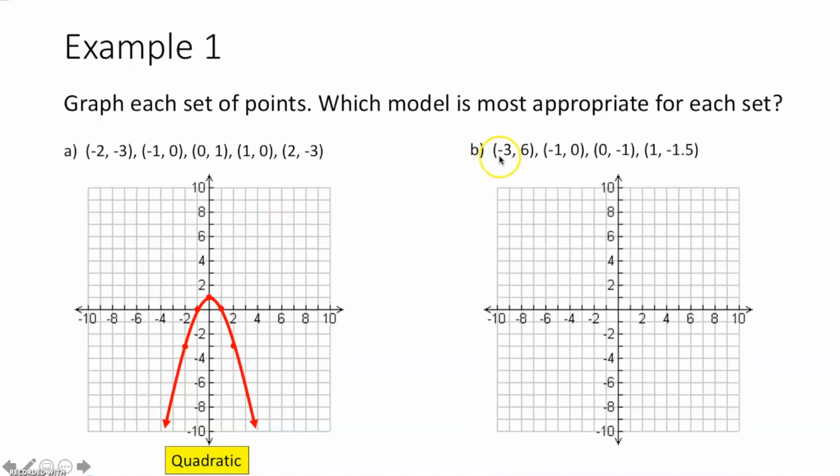Here, let's plot these points. So -3, 6, we go over -3 on the x-axis, up 6 on the y-axis, put a point. -1, 0, we go over -1 on the x-axis, up or down 0 on the y-axis, put a point. Then 0, -1, we go over 0 on the x-axis, down -1 on the y-axis, put a point. And then 1, -1.5. So over 1 on the x-axis, down -1.5 on the y-axis, put a point. Draw a curve going through those, and here it looks like we're going to have an exponential decay. So it's going to be an exponential function.